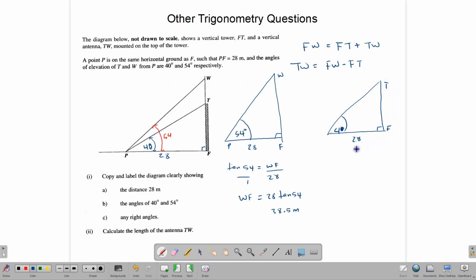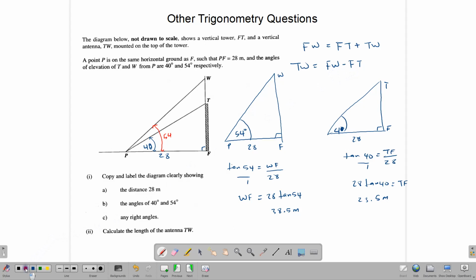So in finding TF, this is opposite, this is adjacent. We're going to use the same tangent. So the tangent of 40 is equal to TF over 28. Cross multiplying here as we did before, we end up with 28 tan 40, and that is equal to TF. And that gives us approximately 23.5 meters. So now we have our two numbers, we have FW and we have FT.